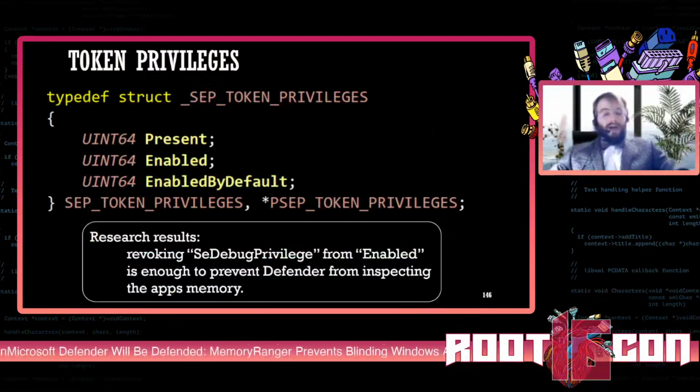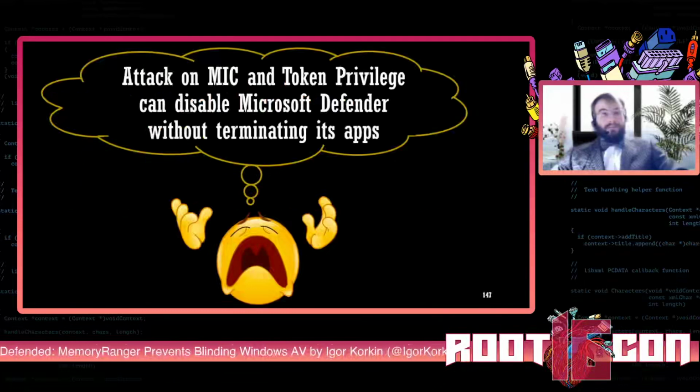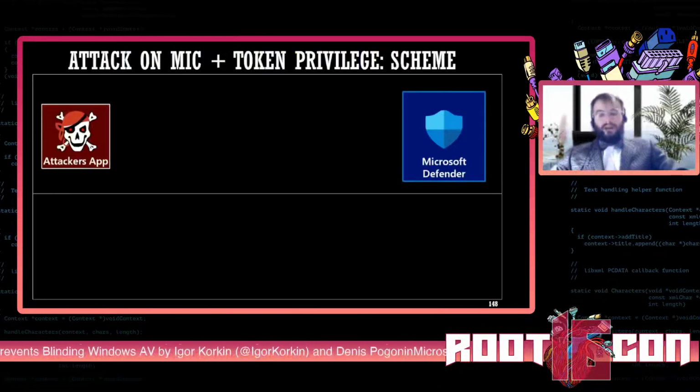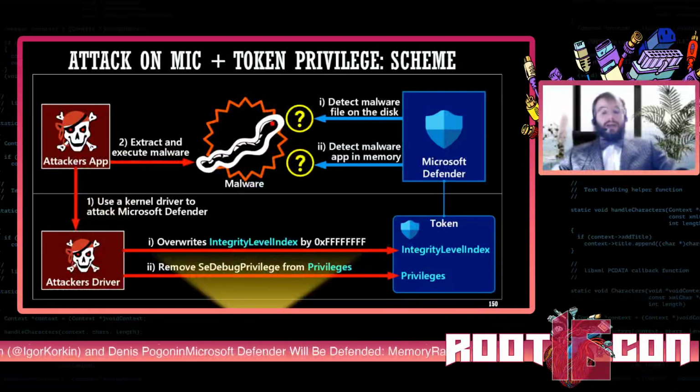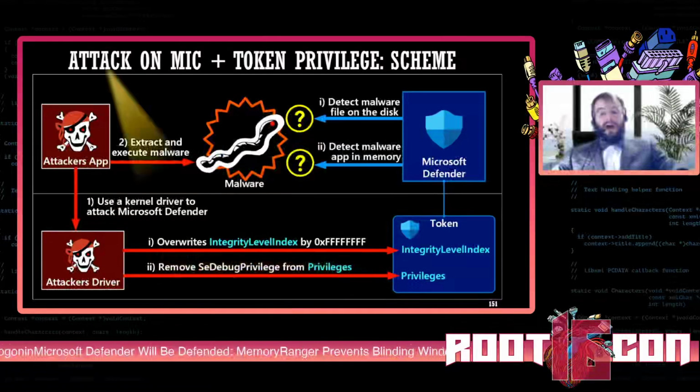Let's see how it can happen. At first, attackers load the kernel driver to perform both actions: to override the integrity level index and revoke the process privilege. After that, they can extract and launch a malware sample. Let's see whether these manipulations will be enough to disable Microsoft Defender.